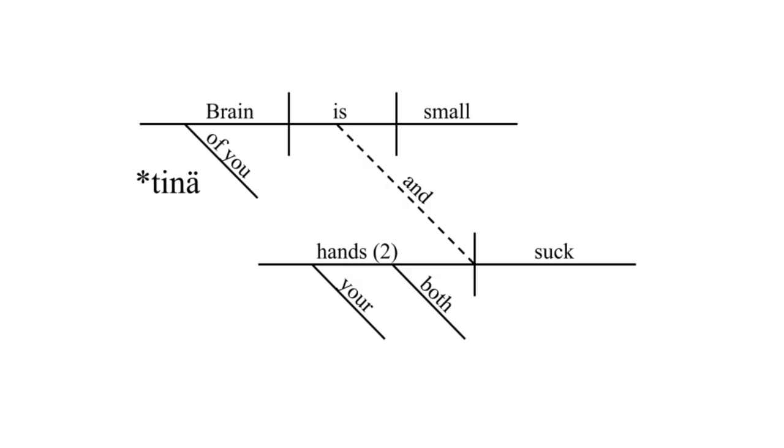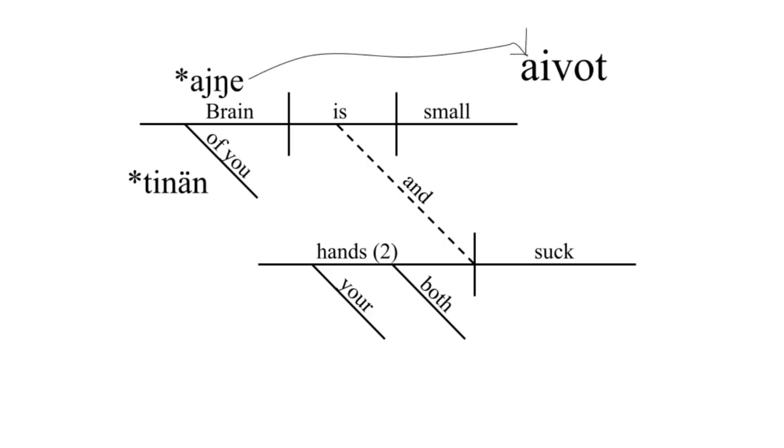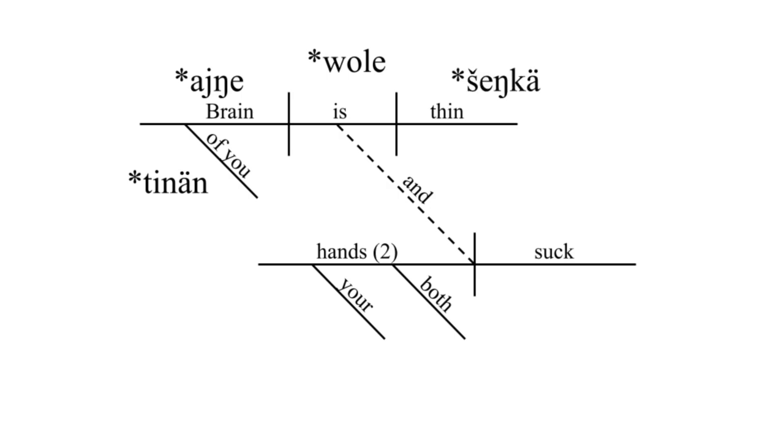Tina is the reconstruction of you, and N is the genitive suffix. The Finnish word for brain, aivot, is from the reconstructed ainge, somehow. The verb for to be is believed to be from vole, and blessedly, it's also believed there was no ending for the third person singular. I couldn't find a word for small, but we do have shenka, which means light or thin, so take it or leave it. I think I'm going to give up on including both. It's hard enough as it is.